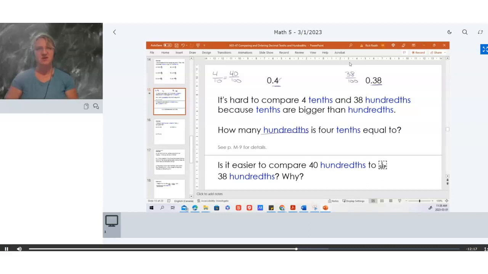So now if we add a 0 on the end here, remember I said if you add a 0, it doesn't change the value of it, right? It changes how it looks, but it doesn't change the value. Now we know here we have 40 hundredths, and here we have 38 hundredths. And we know instinctively that 40 is greater than 38. So if we have 48 hundredths, it's more than 38 hundredths. So 40, or 0.4 as it was originally written, is bigger than 0.38.